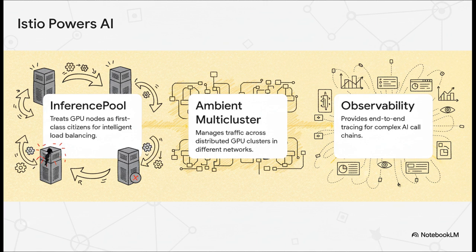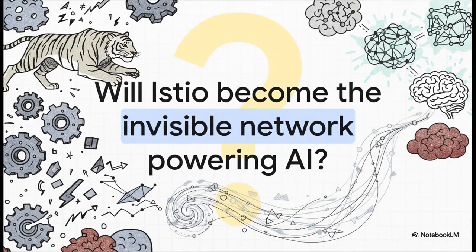And finally, that amazing observability means you can trace a complex AI request from the moment a user types something all the way to the database and back. This is exactly the kind of sophisticated control that large-scale AI desperately needs. When you look at Istio's whole journey from this super complex, resource-heavy beast to a more streamlined, AI-ready platform, it just shows you how incredibly resilient this project is. The tiger, it seems, is finally being tamed, and its next hunt just might be the entire world of AI.